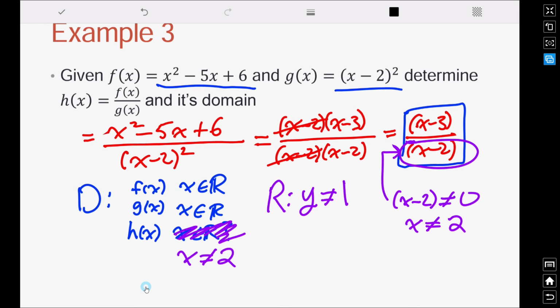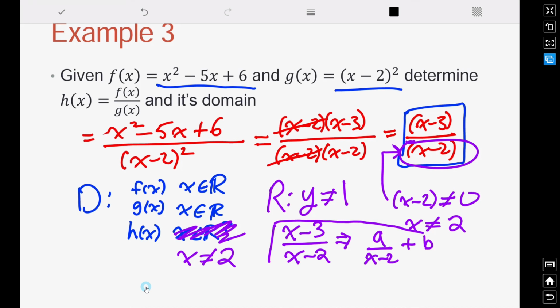As an exercise, you can determine it algebraically, because remember from our rational function chapter, you can change this to be of the form, if I'm not mistaken, some number over x minus 2 plus some other number called b. So if you're asked to find the range, you can always do this calculation to help you figure it out. Or just graph it. Graphing it works.